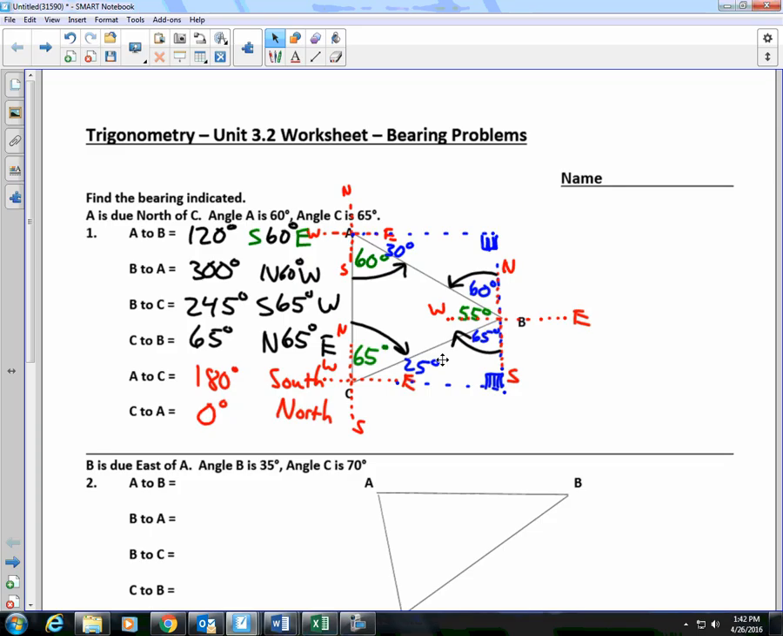Hey, let's check our answers to see if they're reasonable, okay? 120 and 300. Do those differ by 180? 245 and 65. Do those differ by 180? 180 and 0? And then north-south, completely opposite, right? Southwest, northeast, both 65. Southeast, northwest, both 60. So we've got a good chance of getting it correct then, okay?